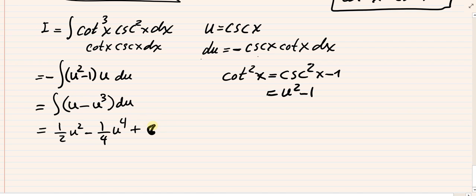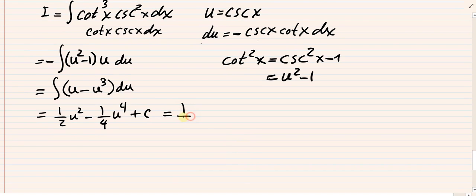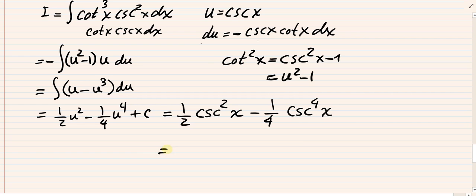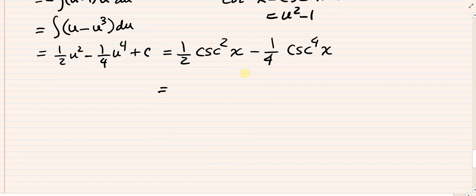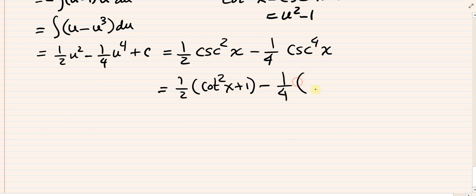And remember what u was in my selection. U is cosecant in this case, right? So this is going to be 1/2 cosecant squared x, right? Negative 1/4 cosecant to the 4th power of x, right? Okay, and for this one, let's see. Remember cosecant squared is cotan squared plus 1, right? So I can write this as 1/2 cotan squared x plus 1 minus 1/4 cotan squared x plus 1 to the 4th power.